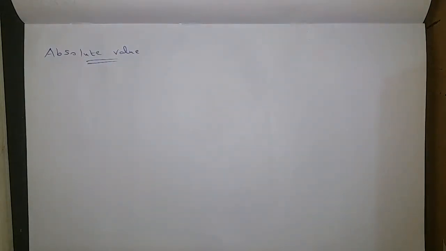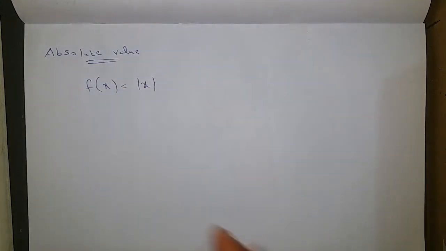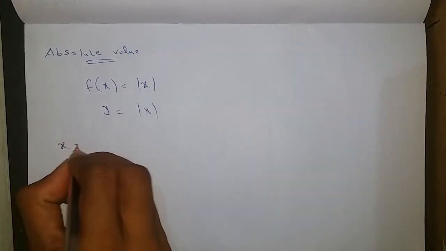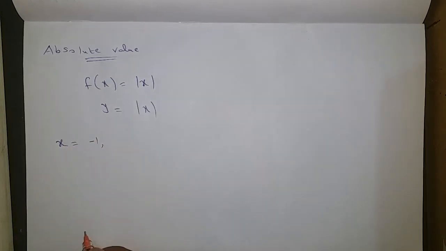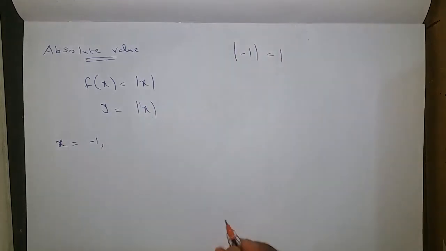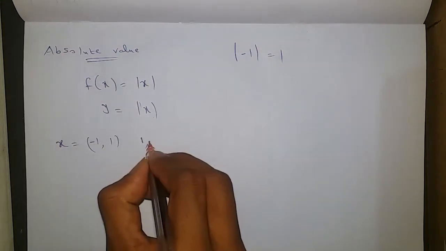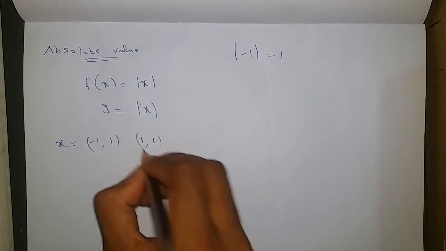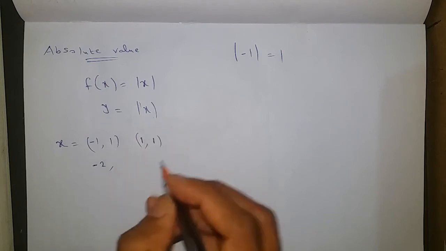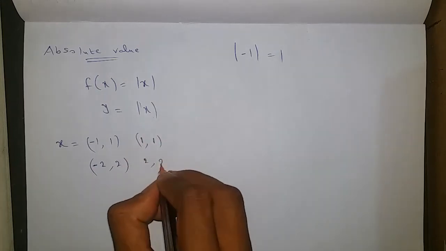Now this absolute value is nothing but, for example, f of x is equal to modulus x. F of x I replace with y, so y is equal to mod x. Now in the place of x I am taking minus 1. So what we will get? Mod minus 1. Mod minus 1 is nothing but plus 1. So minus 1 comma 1. Now I am taking 1 in the place of x. 1 comma mod plus 1 is plus 1. Now I am taking minus 2 in the place of x. Mod minus 2 is plus 2. I am taking x value as 2. So mod plus 2 is plus 2.